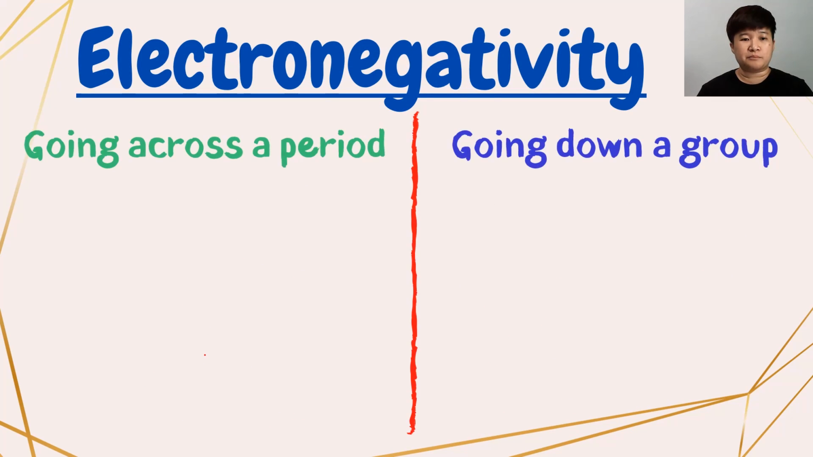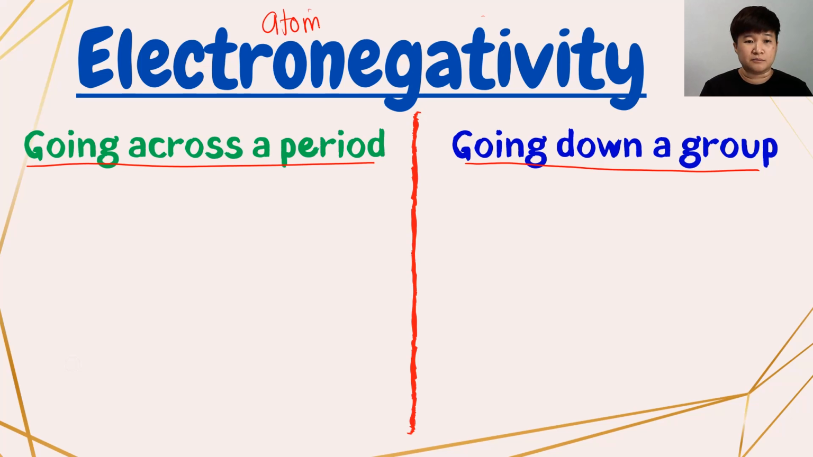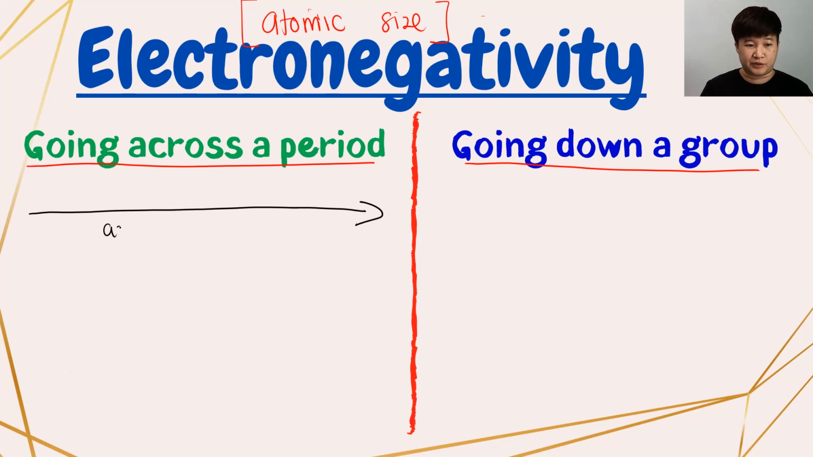Okay? Next, let's see what happens to the electronegativity when you are going across a period and also when you are going down a group. First and foremost, what are we going to look at when we are moving across a period or going down a group? We are going to look at the atomic size. Why? Because we know that electronegativity is highly affected by the atomic size.